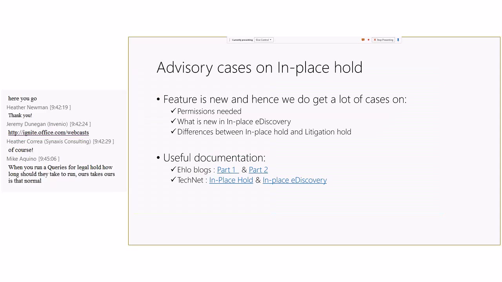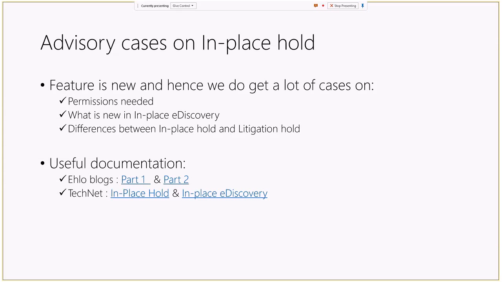First of all, for advisory cases, you have to review the permissions that are needed to perform eDiscovery and in-place hold, and understand the differences between in-place hold and litigation hold. Some of the useful documentation I've put in the notes section of these slides. We have a two-part blog series in the EHLO blog under TechNet on in-place hold and in-place eDiscovery. It pretty much covers whatever we talked about today in the presentation. They are really good resources, especially the EHLO blogs, which go into detail on the mechanics of eDiscovery and in-place hold.